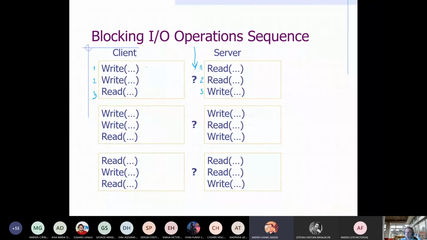Well, everything should go on fine, right? Because the client writes and then the server has what to read. Then the client writes again, the server again has what to read. And then the client will block, and the server will anyway write, so it will unblock eventually.